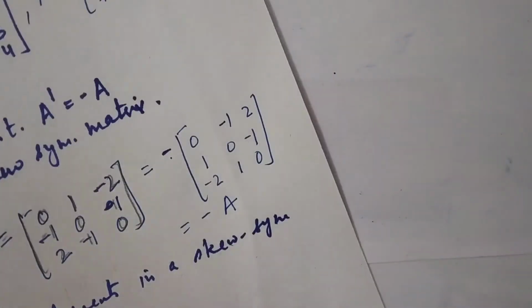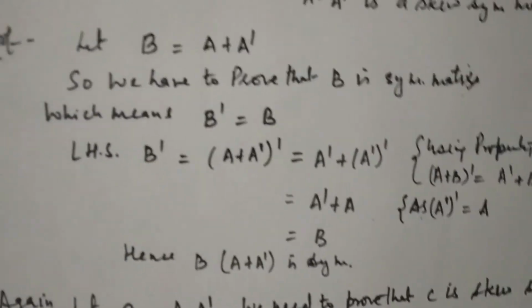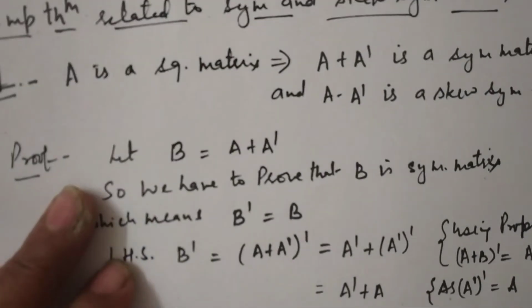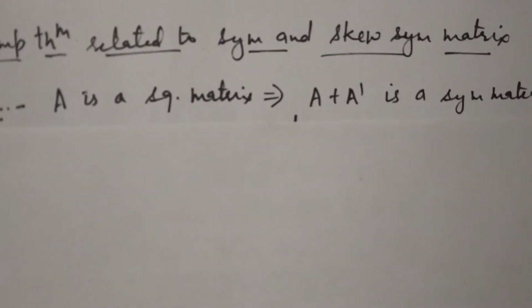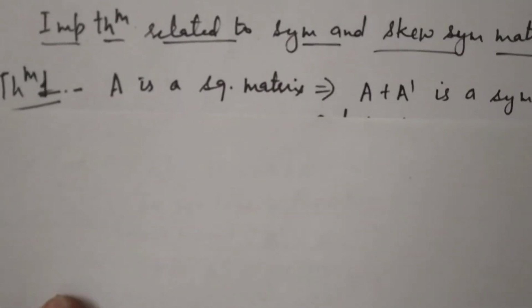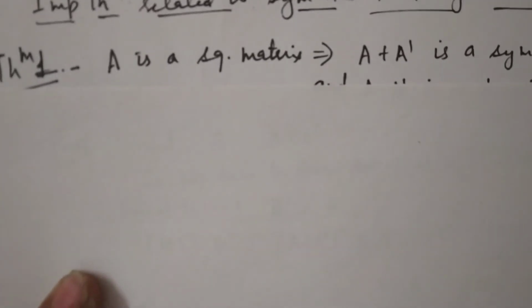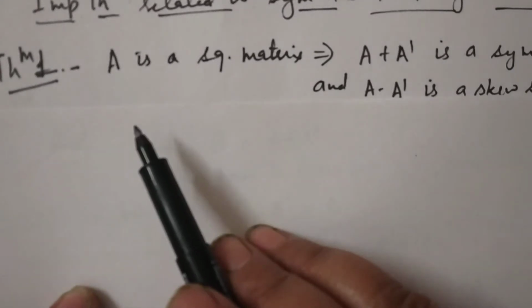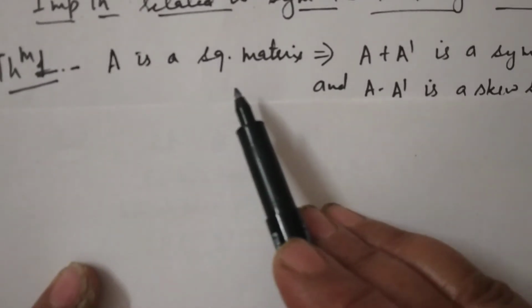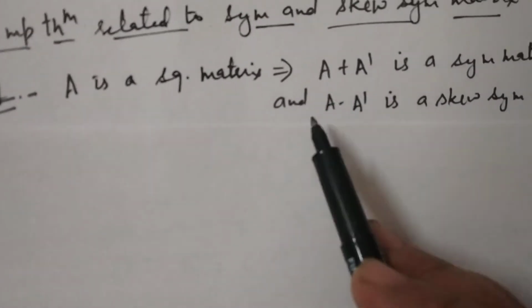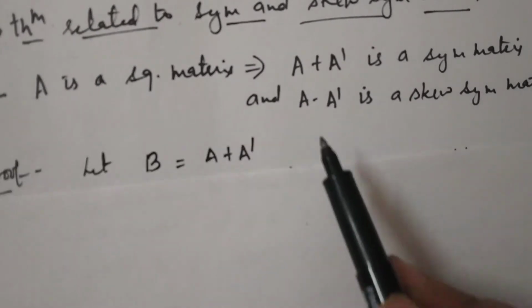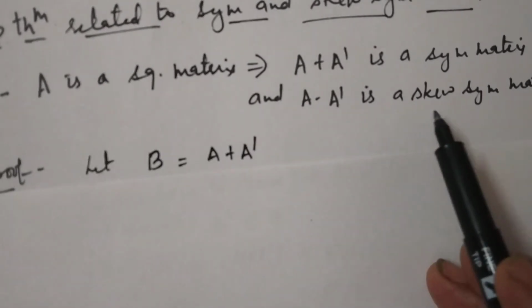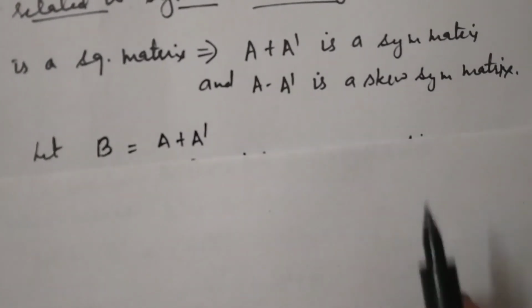Now again, another important theorem related to symmetric and skew symmetric matrices. Very important theorem. The first theorem is, if A is a square matrix, which implies that A plus A transpose is a symmetric matrix and A minus A transpose is a skew symmetric matrix. How are we going to prove that?